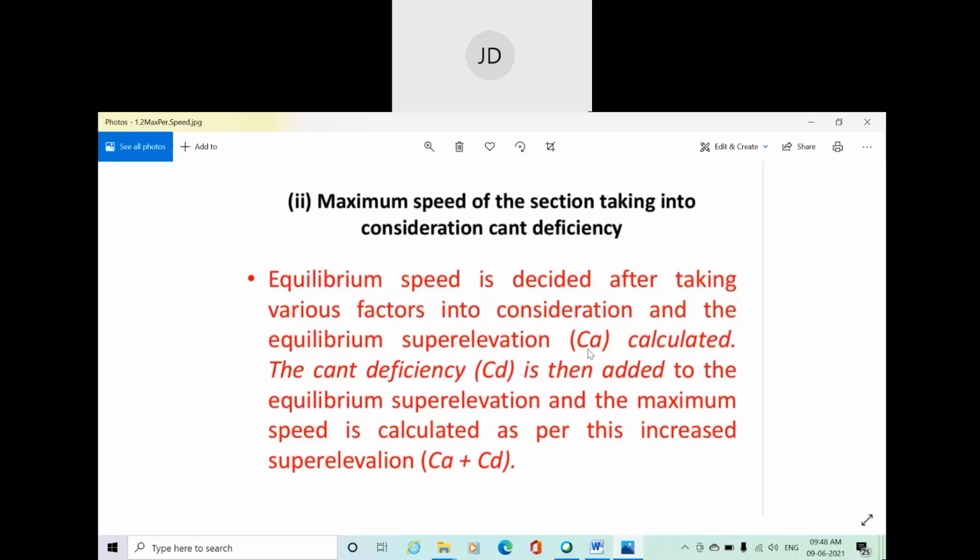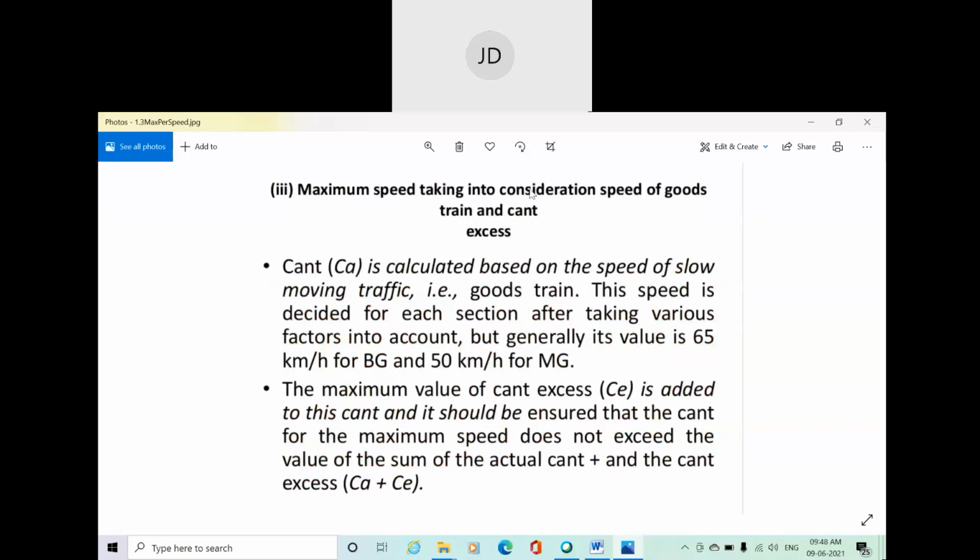Now, if I sum up this CA and CD, it will be our new super elevation, which is not exactly provided. The existing one is your CA super elevation, but CD basically depends on the maximum speed of the train. That's why we have added it here. Fine. So based on CA plus CD, we can derive the maximum speed of the train. Like this, we can also find out another speed of the train based on this super elevation and cant deficiency.